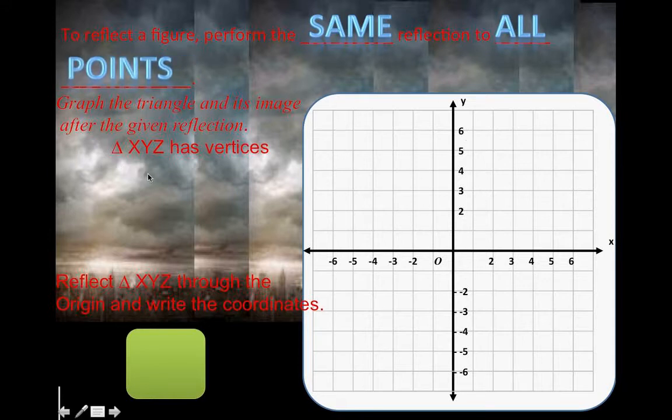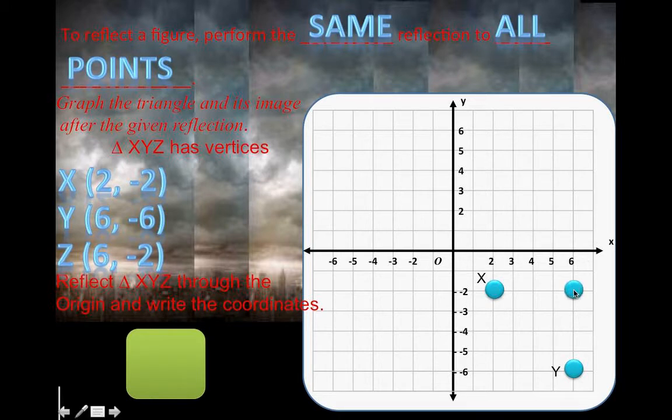So we're going to take triangle XYZ here. We're going to use the same triangle we've used the last couple of times, which is X at positive 2, negative 2. X should be right here. We're going to take Y, which is at positive 6, negative 6, which would be right down here. And we're going to take Z, which is positive 6, negative 2, so right here.